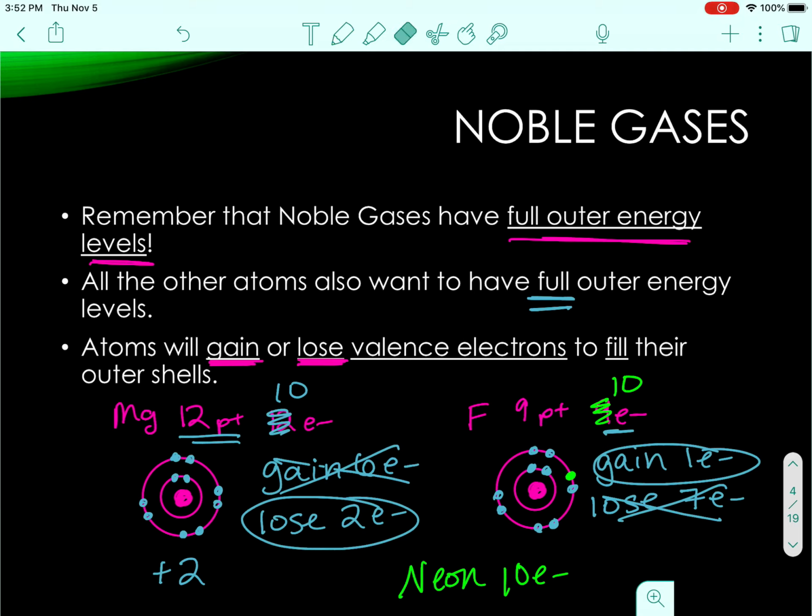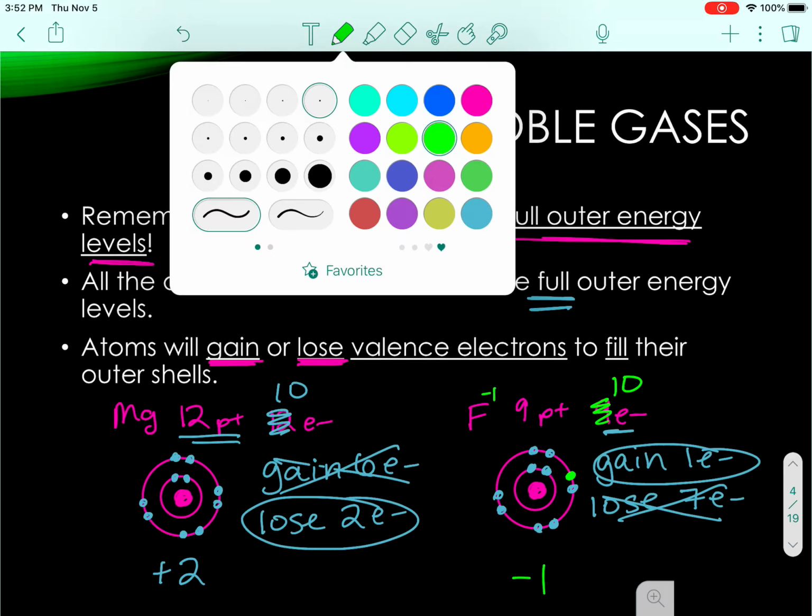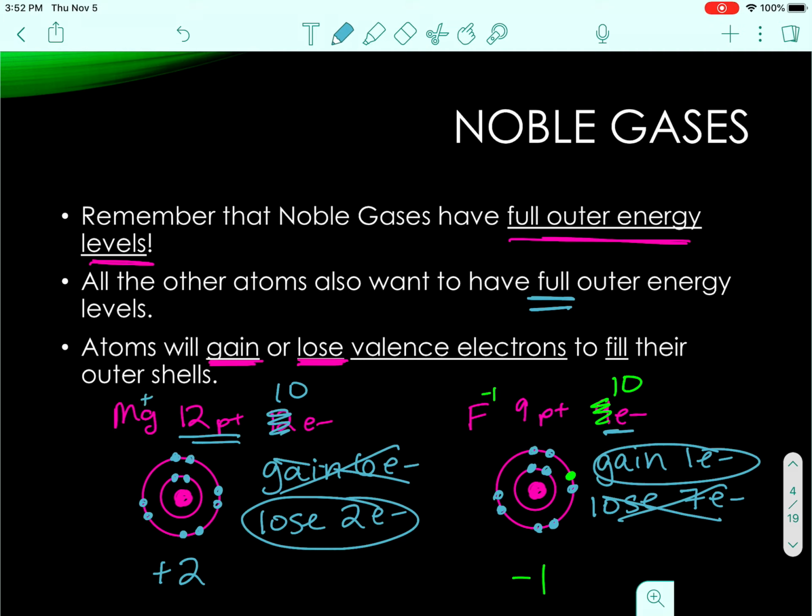So 10 electrons for fluorine then means that we have 9 positives and 10 negatives. So we have more electrons than protons, so their charge is going to be negative, and our charge is going to be -1. We have one more negative than we do positive. So fluorine's going to have a -1 charge. Okay, and you can actually write the symbol like that, where it's to the upper right of the symbol. So we can do the same thing for magnesium, +2.